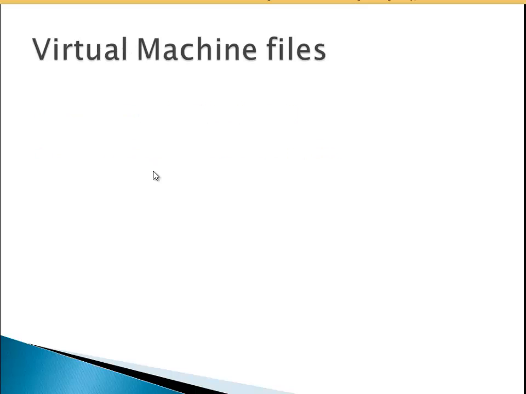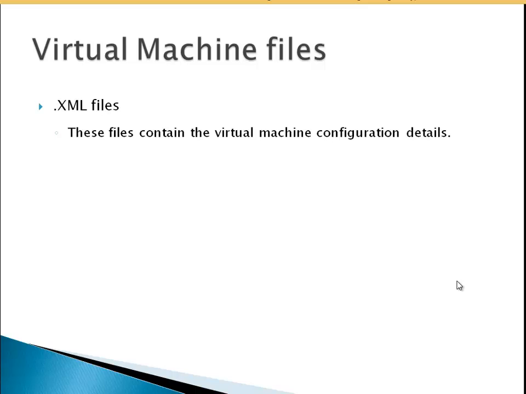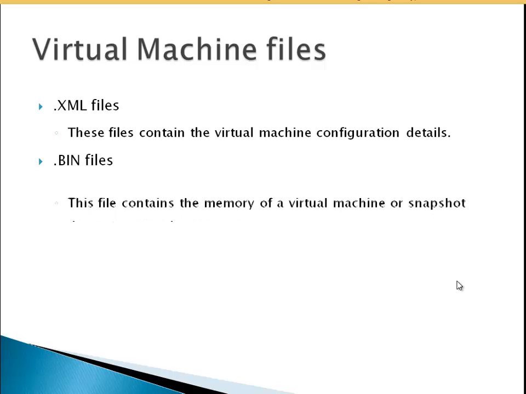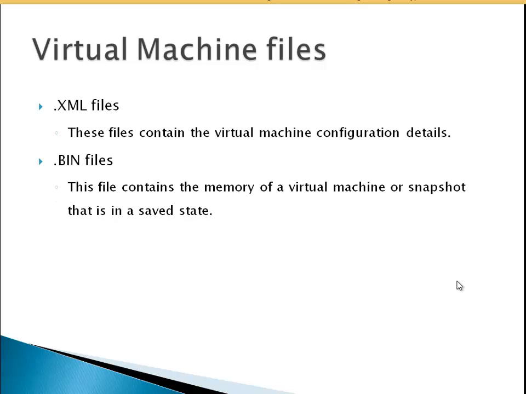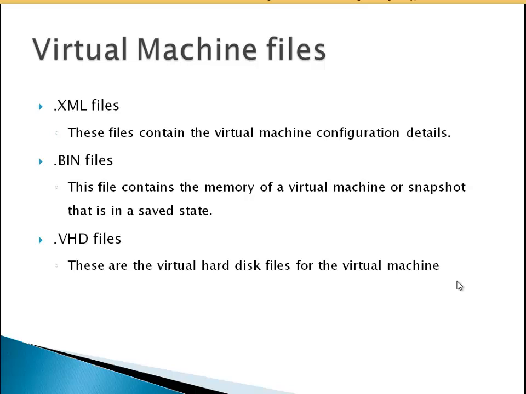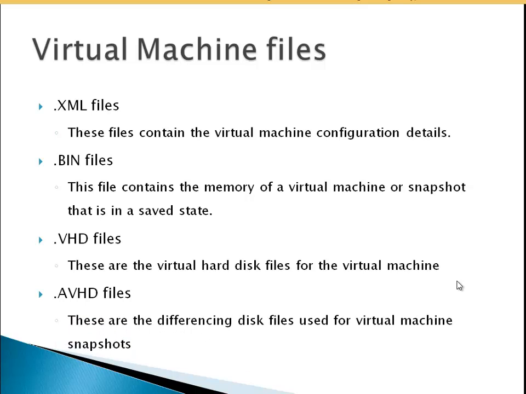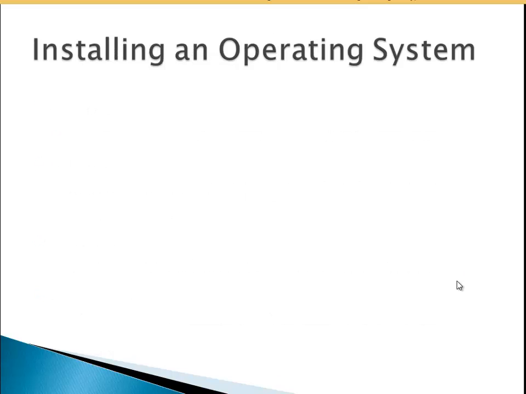Okay, moving on. Virtual machine files: we have .xml files, which contain the virtual machine configuration details. Then we have .bin files, which contain the memory of a virtual machine or snapshot that is in a saved state. Then we have .vhd files, which are virtual hard disk files used for virtual machines. And then .avhd files, the differencing disk files used for virtual machines or snapshots.